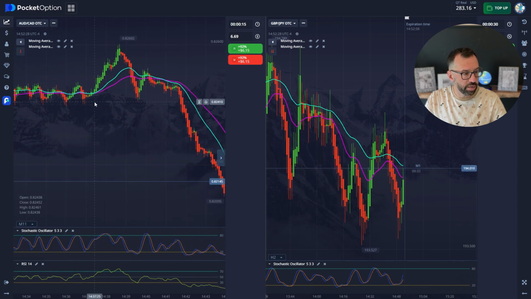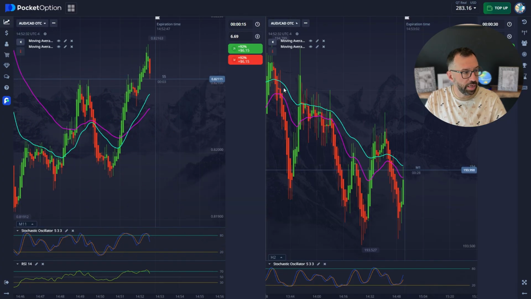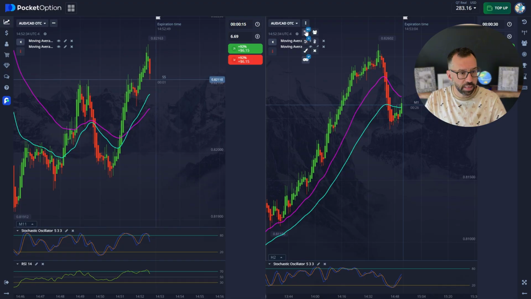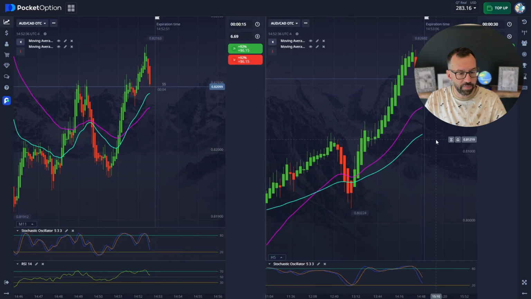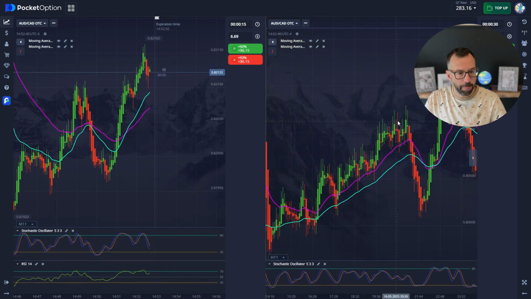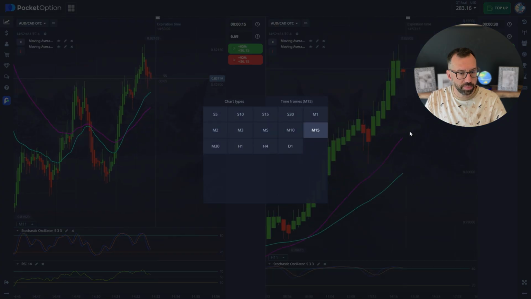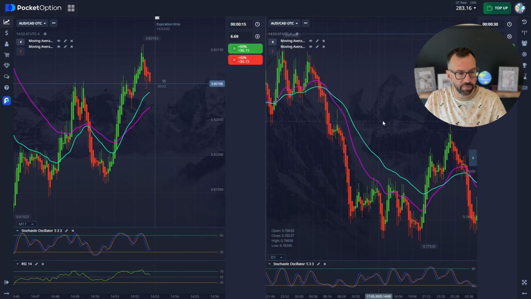All right, what are we doing here? Big down, big push. Let's go back to AUD CAD. And let's put this on the 5 minute time frame and see what this looks like. So the 5 minute time frame. So let's make this a little higher time frame because I really want to see what this is doing. So this is the 15 minute time frame.